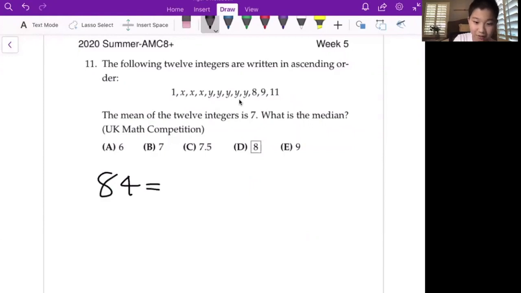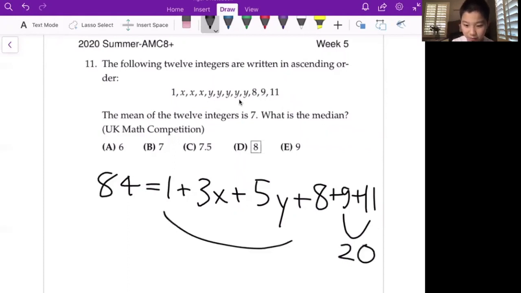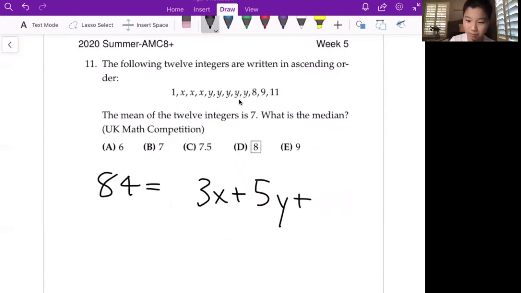And that's just 1 plus, there are 3 x's, so 3x. There are 5 y's. There's an 8, a 9, and an 11. So let's calculate this. Let's simplify. 9 plus 11 is 20. 1 plus 8 is 9. So this is 29. And then this 3x plus 5y, let's just keep it there. So this becomes 3x plus 5y plus 29.